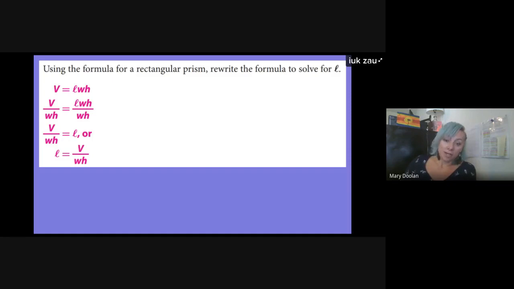And then we simplify it. Okay, W divided by W is 1, H divided by H is 1. They disappear, they cancel out, and you're left with just lowercase l. So L is equal to capital V divided by WH.